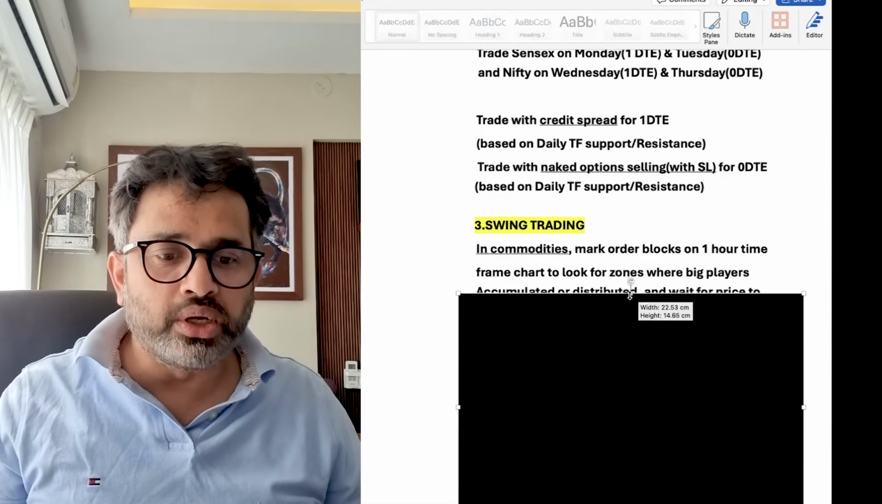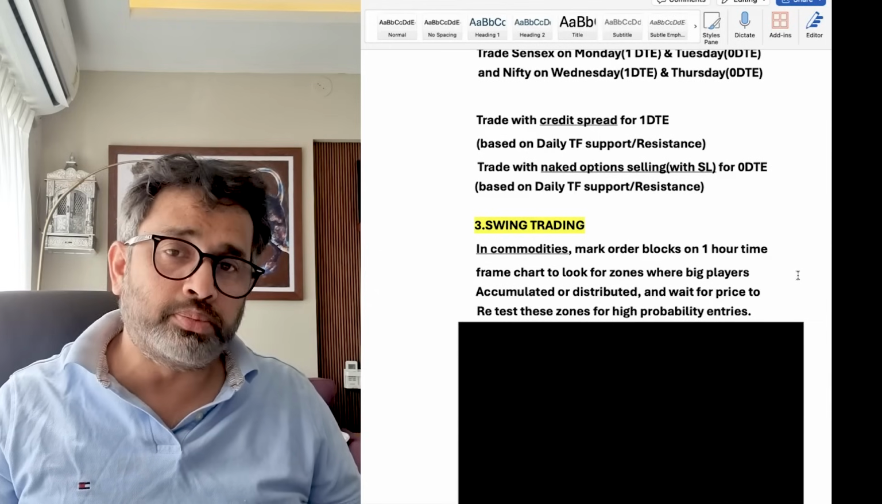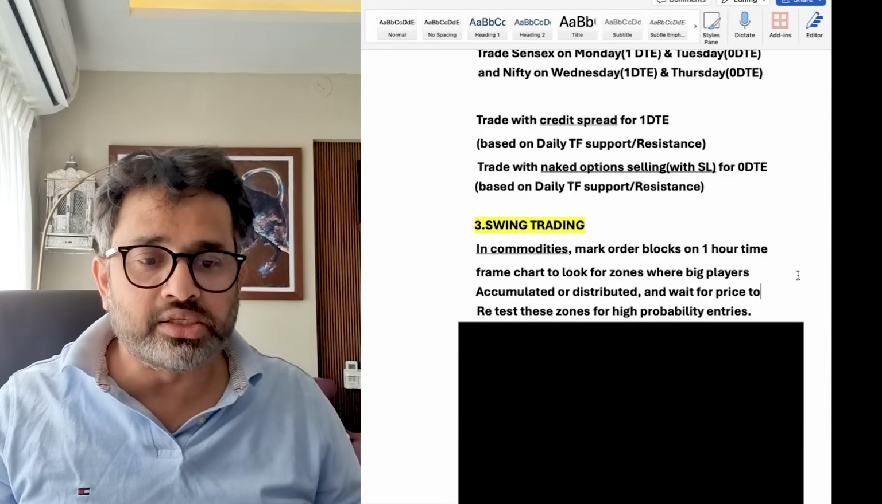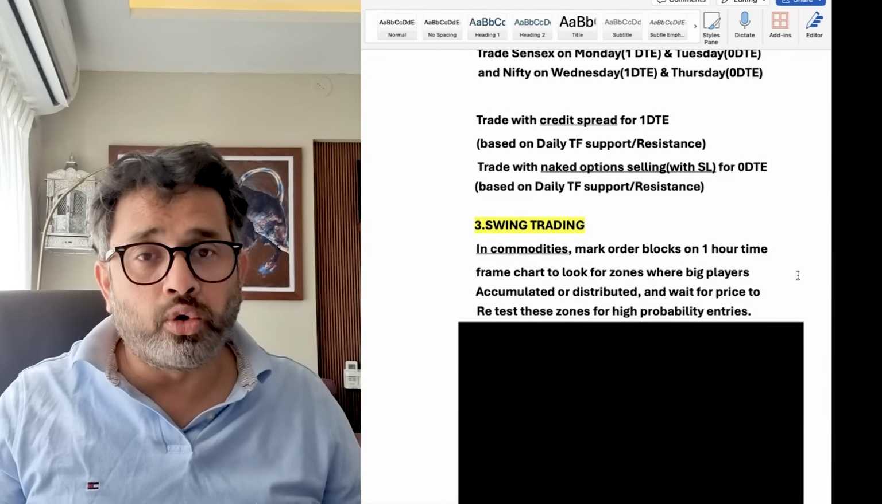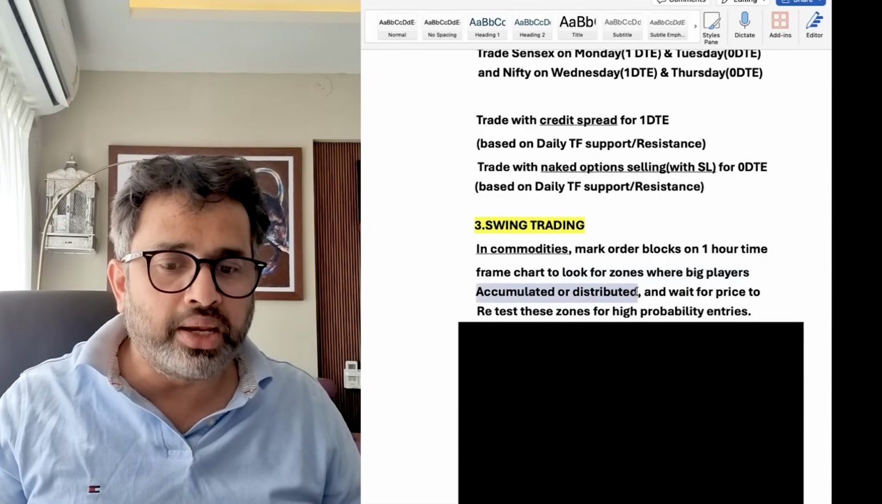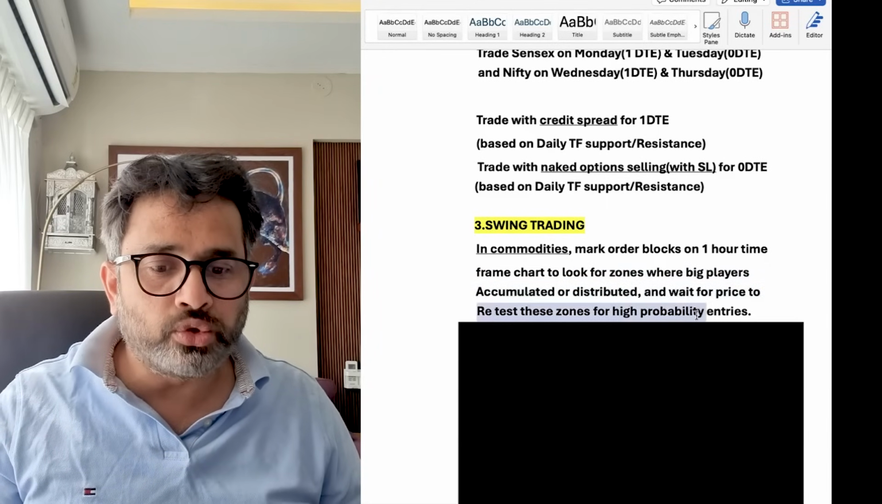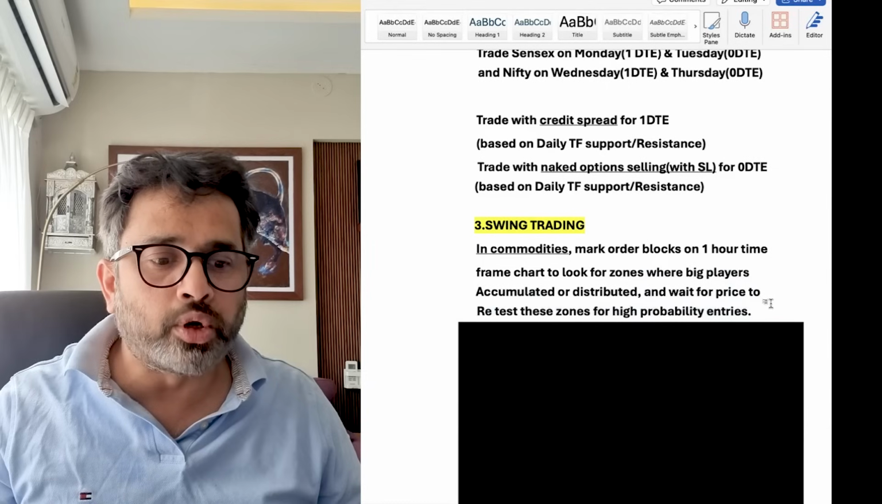Now what about the swing traders? So swing traders, how to take the trade? For swing traders, especially traders who want to trade in commodities, you can mark order blocks on 1 hour time frame chart to look for zone where big players accumulated or distributed, and wait for price to retest those zones for high probability entry.